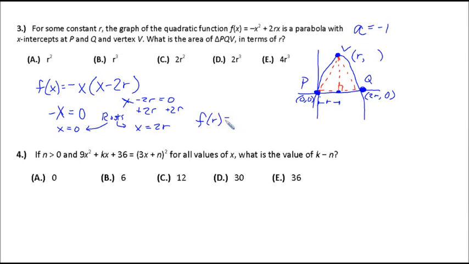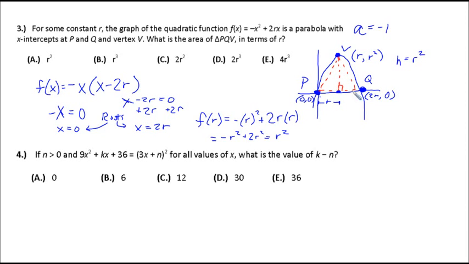So f of r equals, if we replace all the x's with r's, we get negative r squared plus 2r times r now, because that's not x anymore, we replaced it with r. And then we can simplify this. This is negative r squared plus 2r squared. Okay, combine the like terms, and we just get r squared. So the vertex is at the value r squared. So the height of that triangle is r squared.